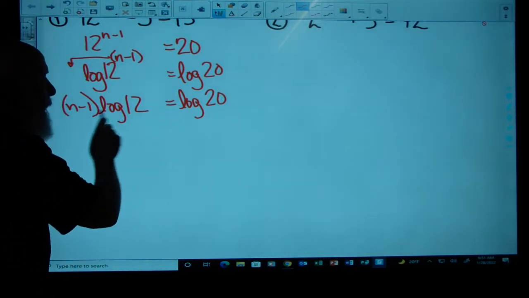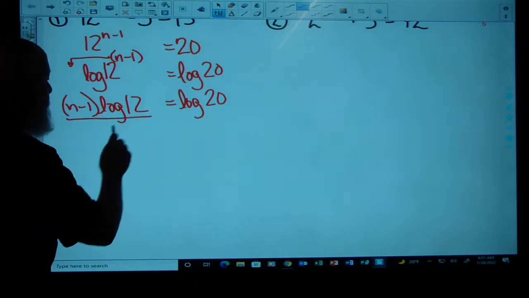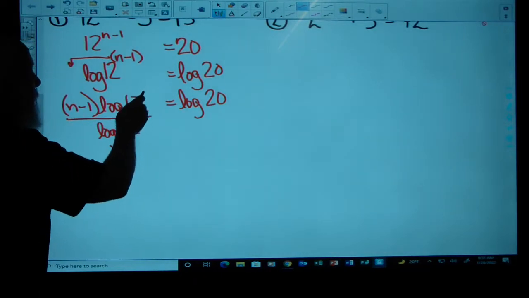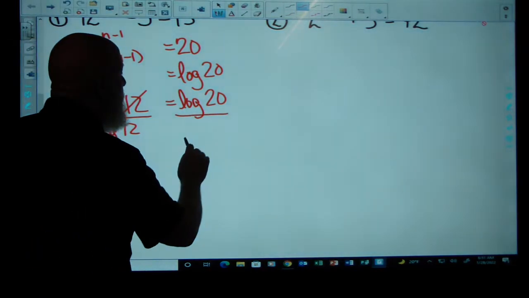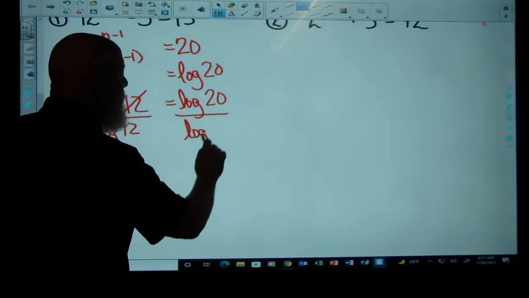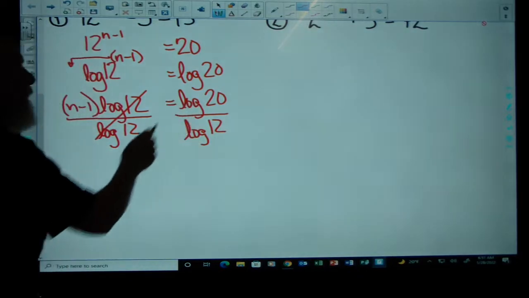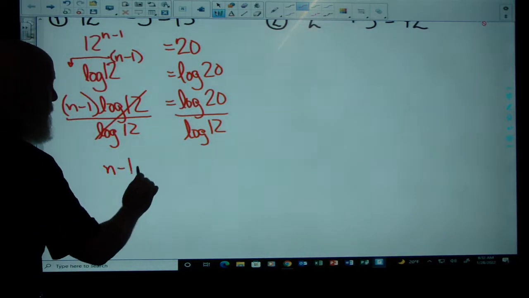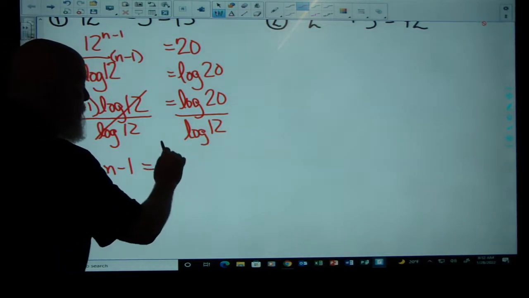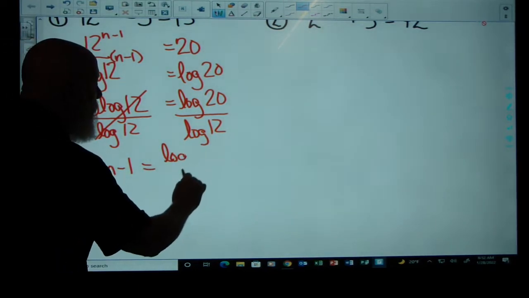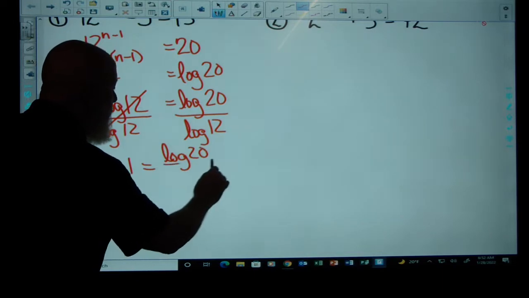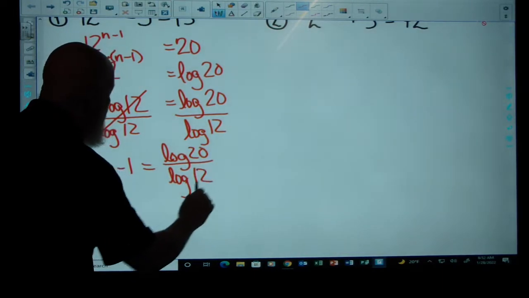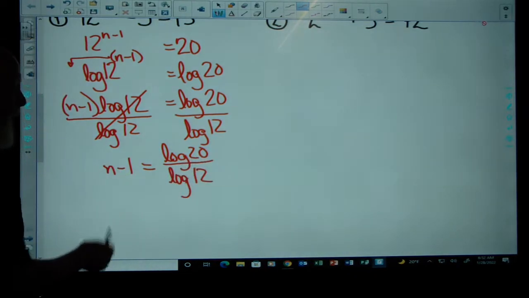I'm going to divide both sides by log 20. Or log 12, I'm sorry. That will cancel. It'll be log 12 in the denominator over here. So I have n minus 1 is equal to log 20 over log 12. The last thing I want to do is add 1 to both sides. I'm trying to isolate n.